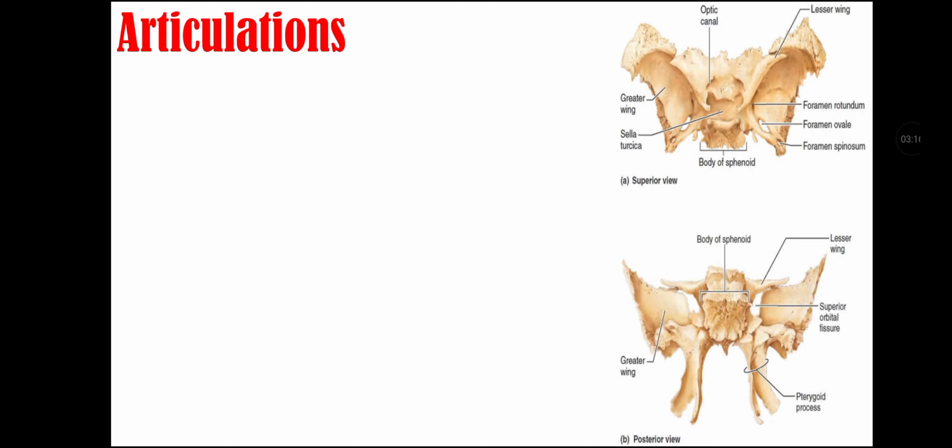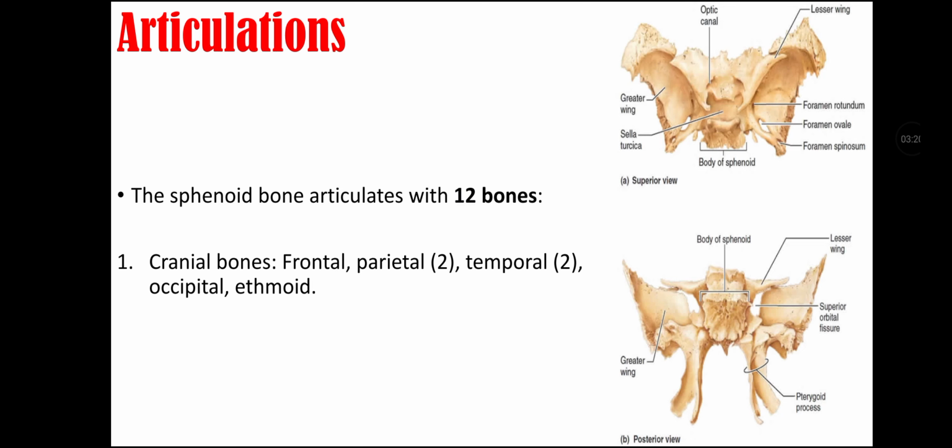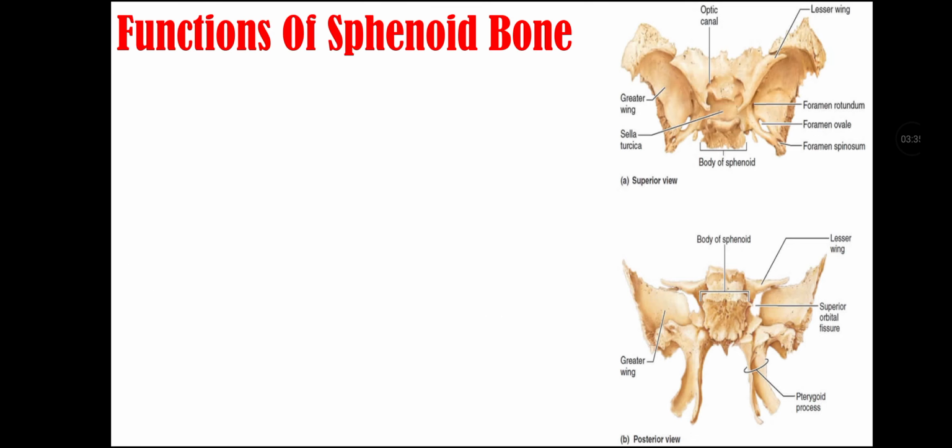Articulation of sphenoid bone. It articulates with 12 bones, which include cranial bones, as it articulates with the frontal bone, 2 parietal bone, 2 temporal bone, 1 occipital bone, and 1 ethmoid bone. It also articulates with facial bones that include 2 palatine bone, 2 zygomatic bone, and 1 vomer.